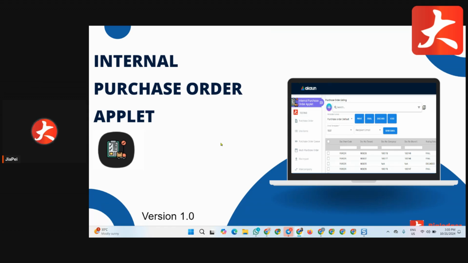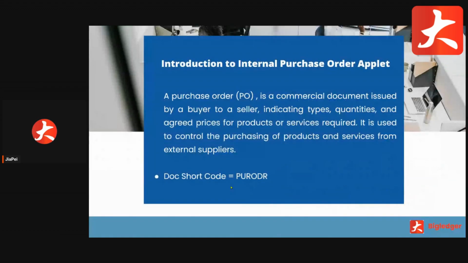This is an icon for the Internal Purchase Order. What is a purchase order? A purchase order is a commercial document issued by a buyer to a seller, indicating types, quantities, and agreed prices for products and services required. This is used to control the purchasing of products and services from external suppliers. In our internal purchase order, the short code is PURODR.